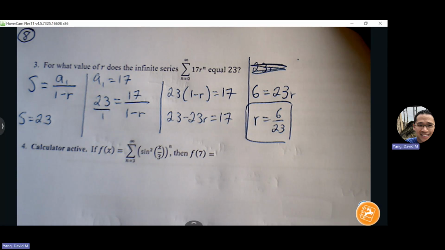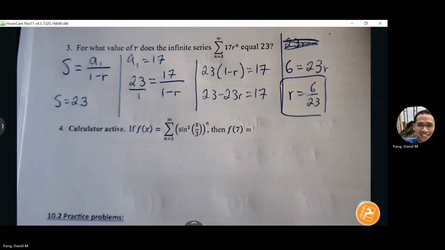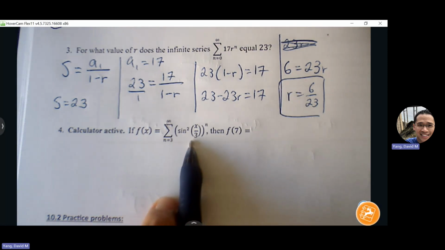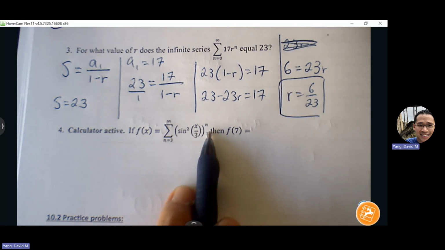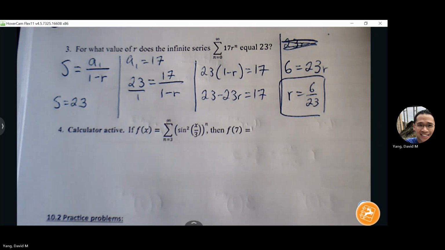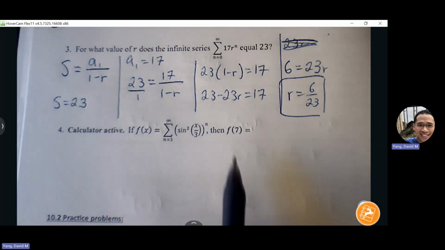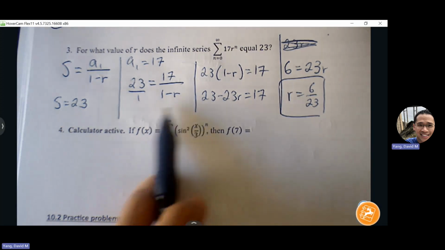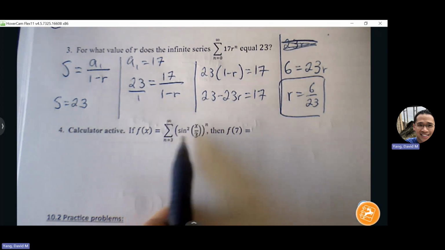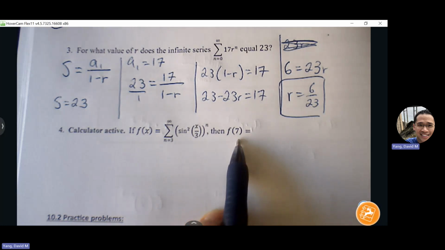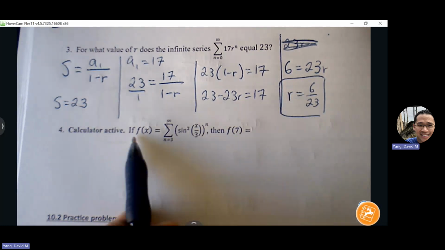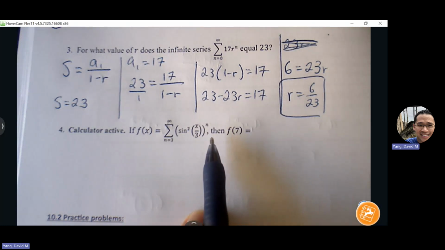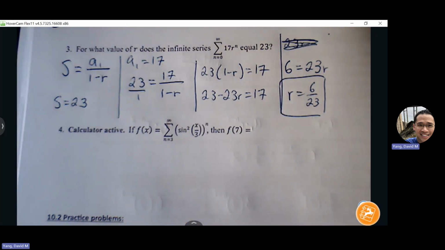Okay, number 4, calculator active. It says if f of x is equal to the sum of sine squared of x over 3 to the n, then f of 7 is equal to. So basically f of 7 means if I plug 7 in, this is my geometric series. It's asking for the sum of this geometric series, right? Because f of x is the summation of all these terms. And we can consider this a geometric series.